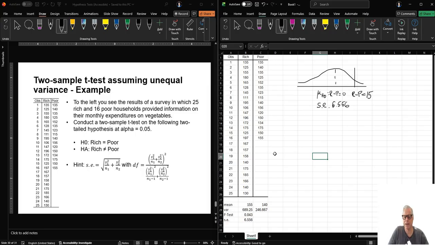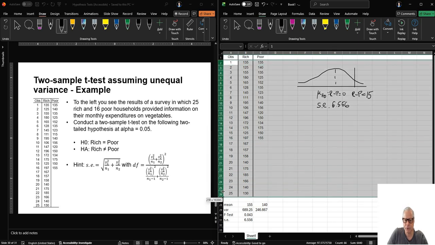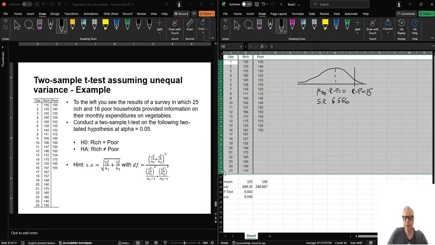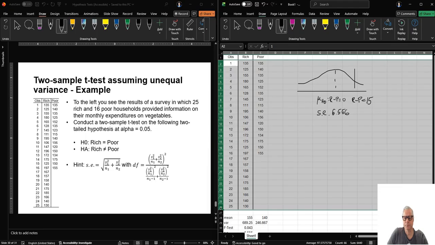So now we can calculate our test statistic, and still let me try to create a little bit more space here. So that's not that easy.